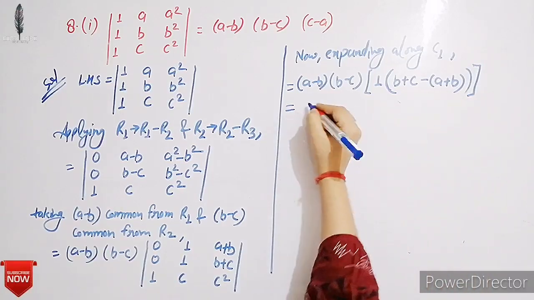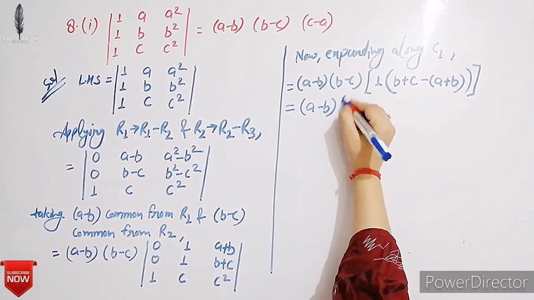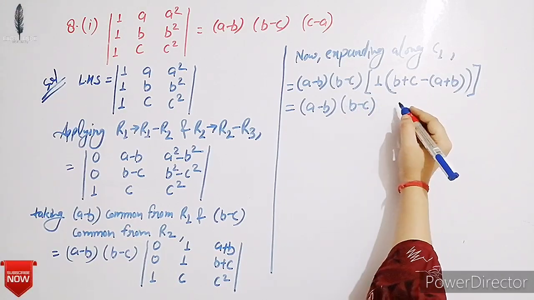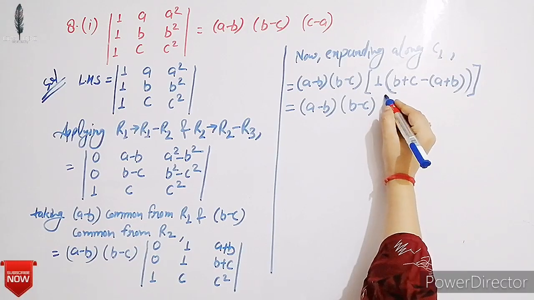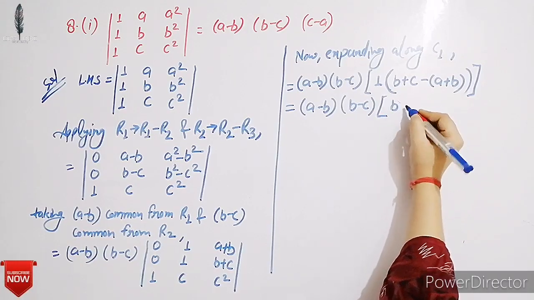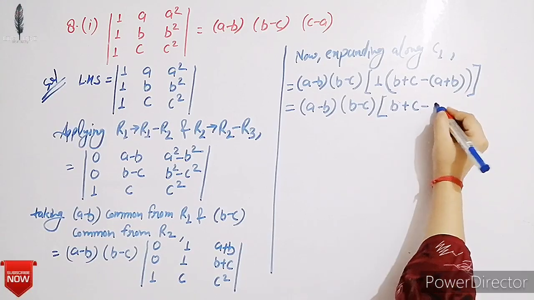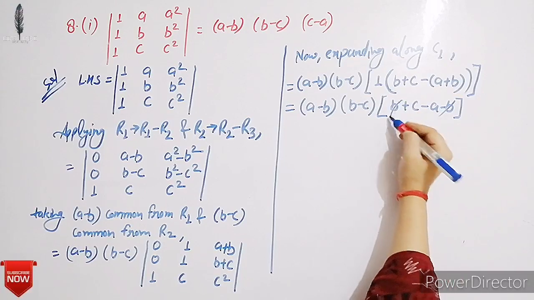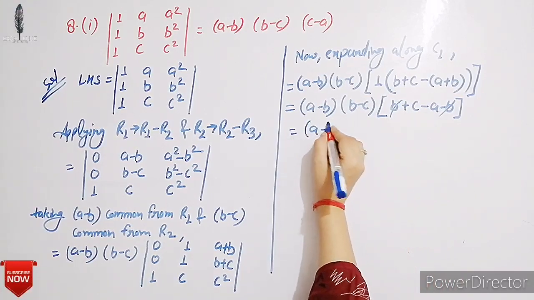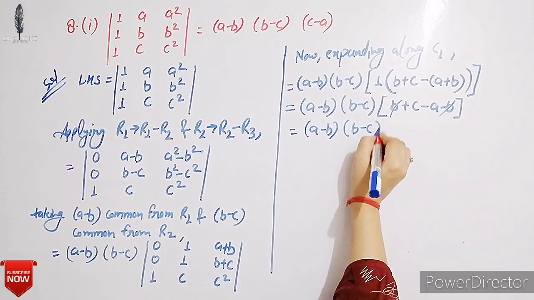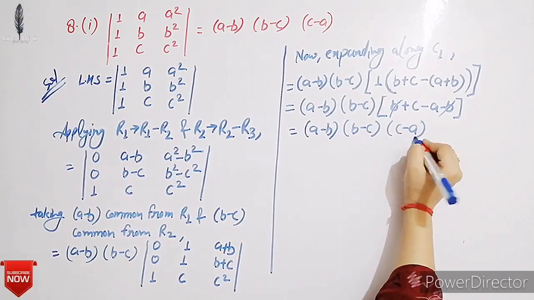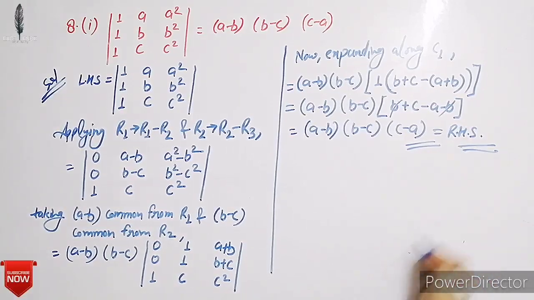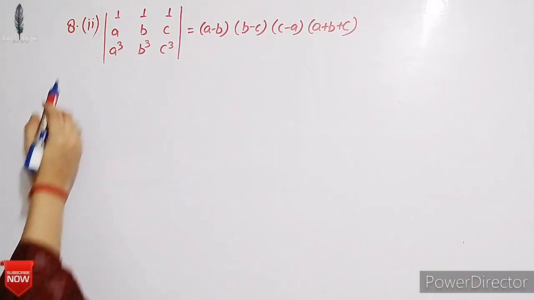On solving we have A minus B, B minus C, and here B plus C minus A minus B. Plus B minus B cancel. Then we have A minus B, B minus C and C minus A. That is equals to RHS part. Hence proved. Let's see the next second part of this question.